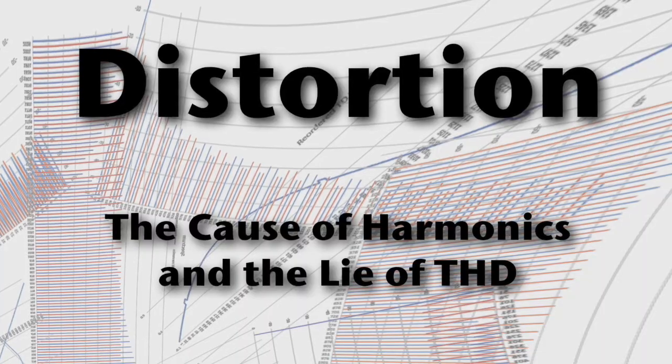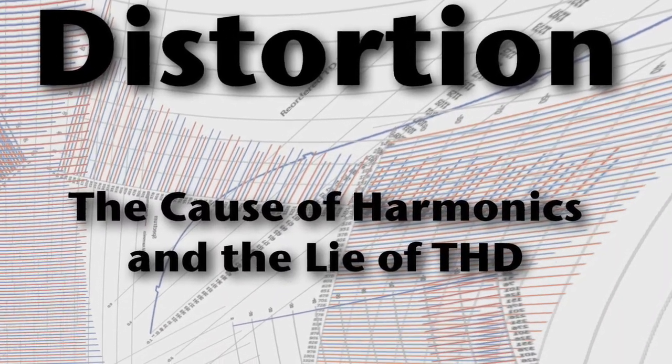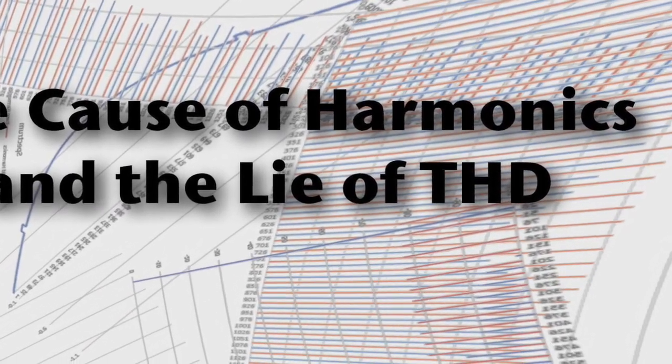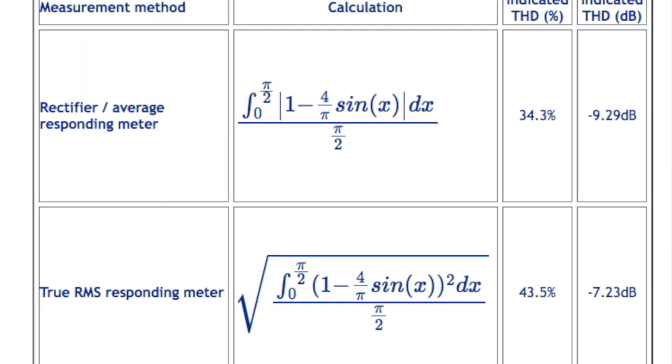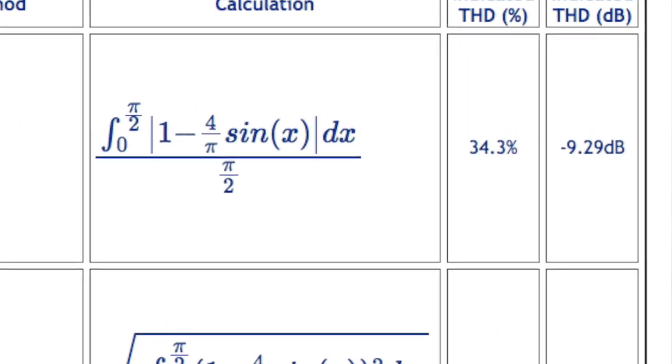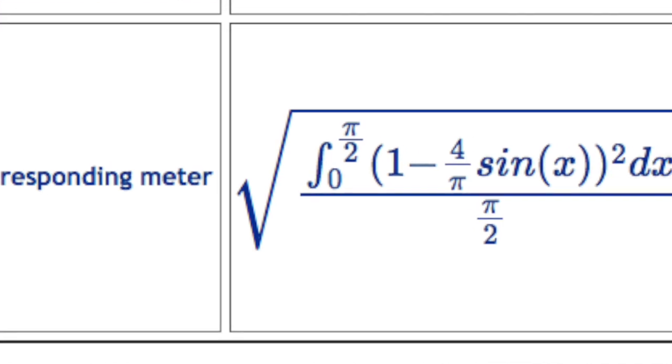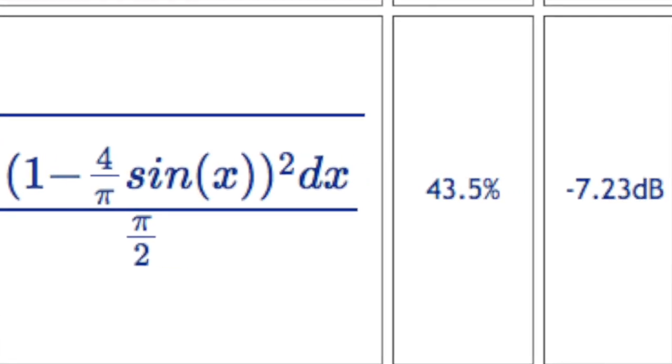It's a beautiful day. I want to talk to you about THD again. The title of my book, Distortion, is Distortion, the Cause of Harmonics and the Lie of THD. THD is a lie. If you look around to find the THD of a square wave, you'll find various numbers, measured with this instrument and that instrument. None of those instruments are actually valid.